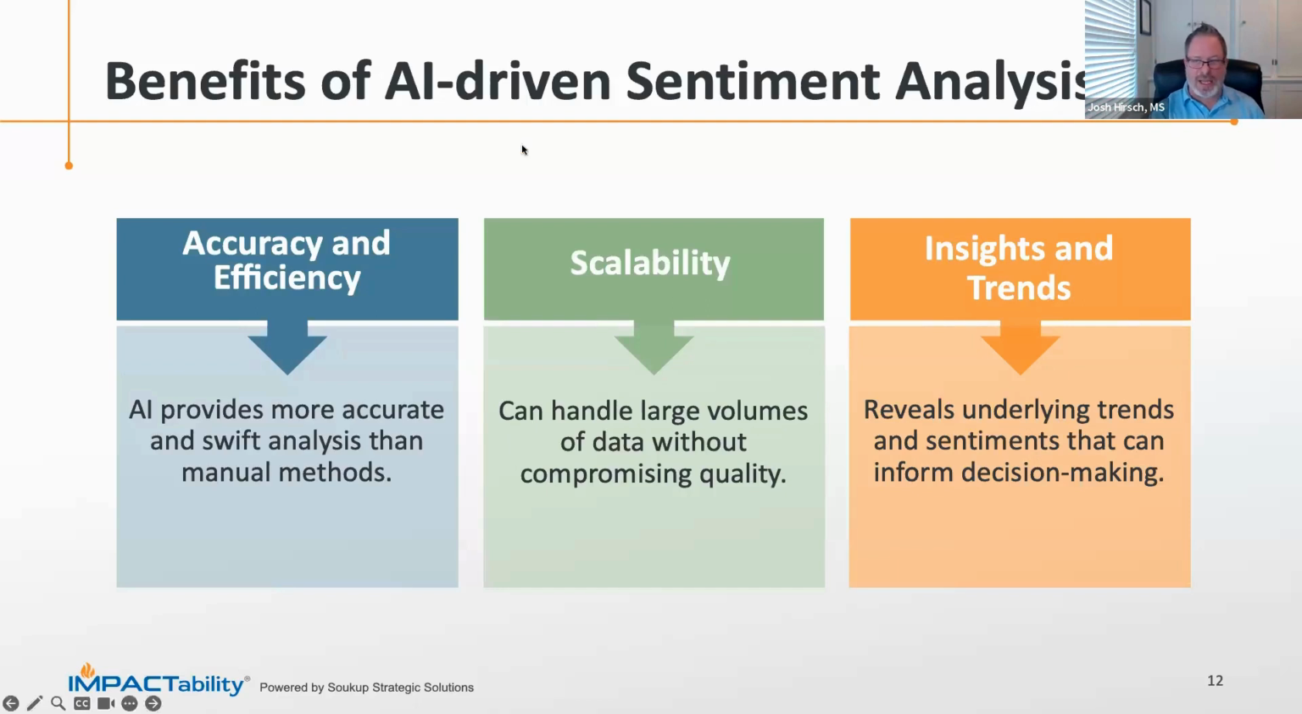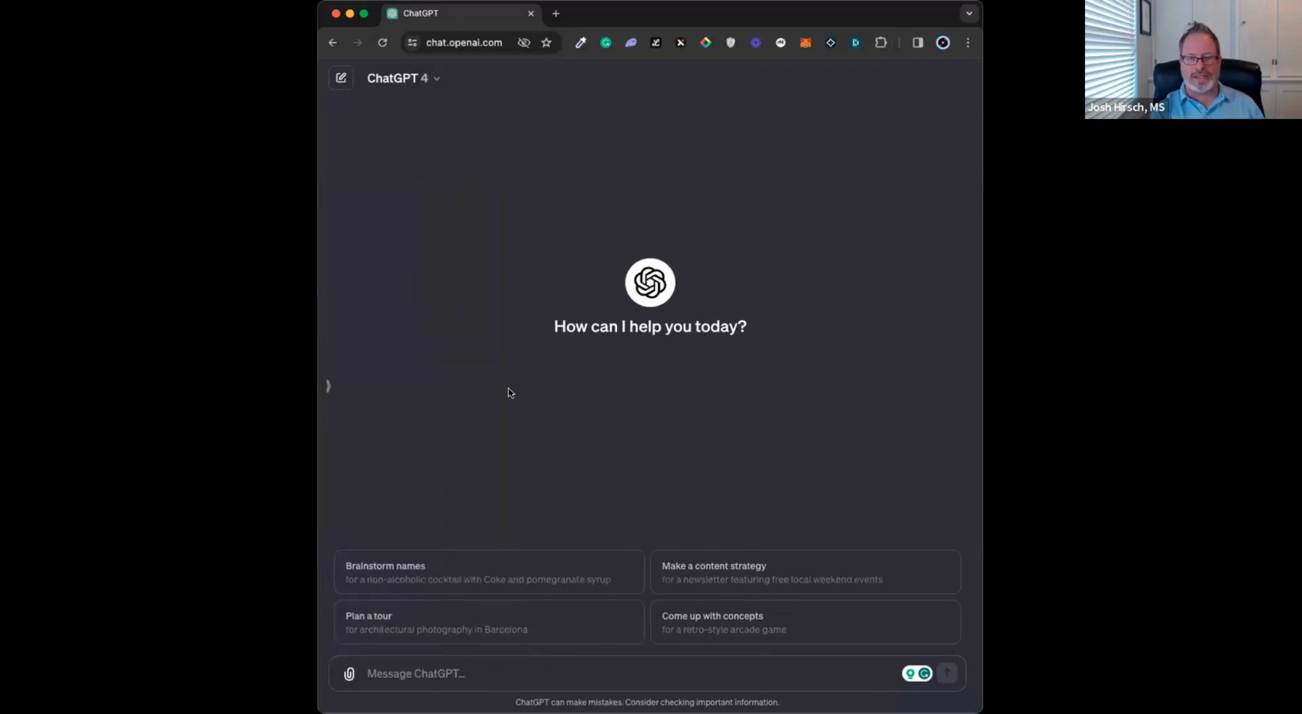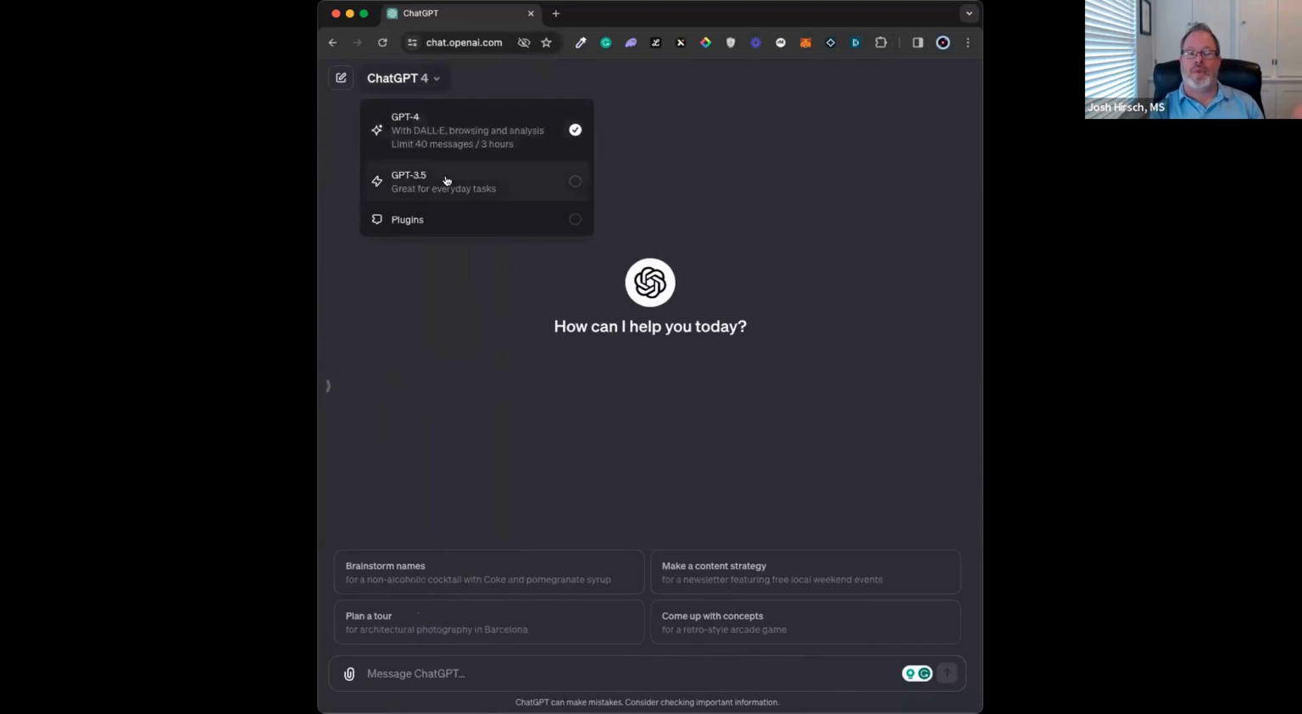So for the last 30 minutes or so, we're going to jump directly into ChatGPT itself. And if you've never seen ChatGPT, this is what it looks like. There are two levels to it. You have the 3.5 model, which is the free model that is available to anyone, and then you have your 4.0 model, which is a subscription-based model. But everything we're going to do today is in the 3.5 model.